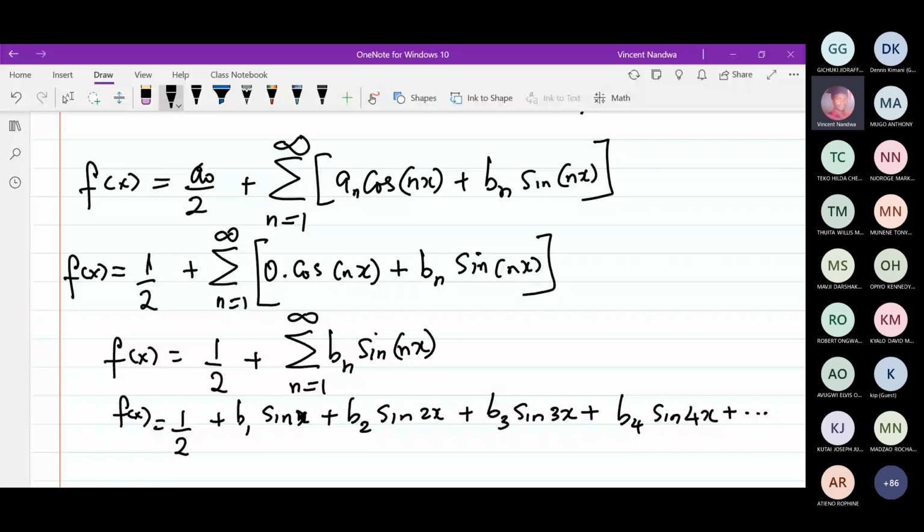So f of x is a half. What is the value of B1? Minus 2 over pi. Then we multiply by sine of x. And then B2, 0, so 0 times sine of 2x. B3, minus 2 over 3 pi, and then times sine of 3x. B4, 0 times sine of 4x.